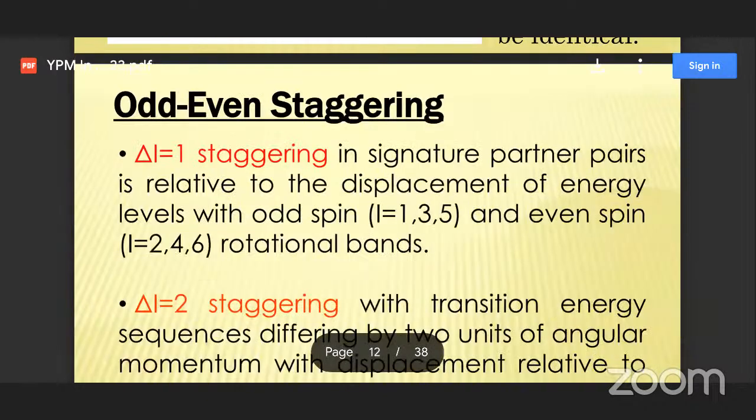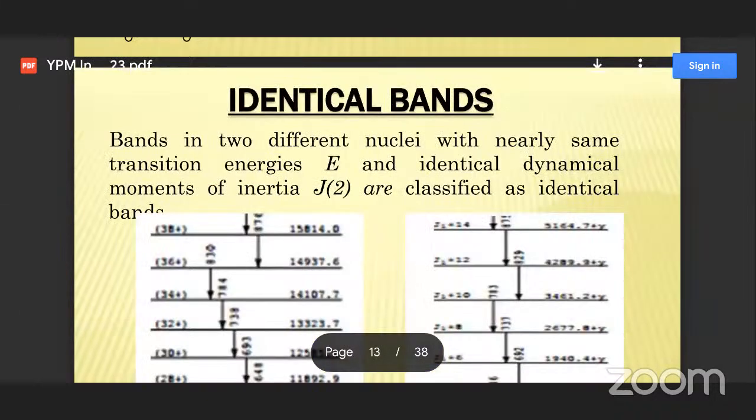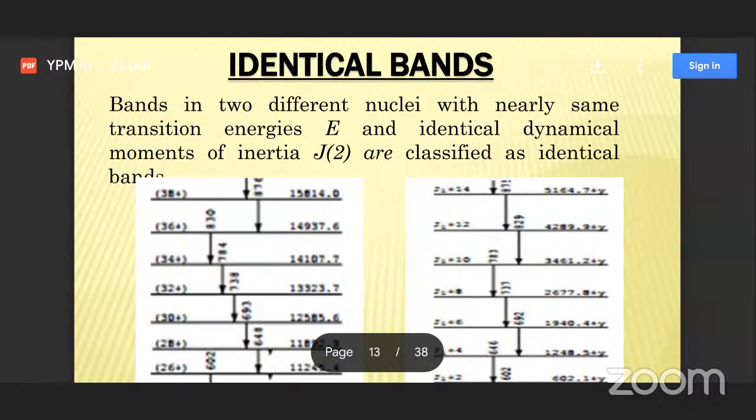Another is the odd even staggering. Odd even staggering in signature partner pairs means delta I is equal to 1, meaning the transition energy sequence differs by 1 unit of angular momentum. And if it is delta I is equal to 2, then the unit of angular momentum has a difference of 2. So another important property of the SD nuclei is the identical bands.